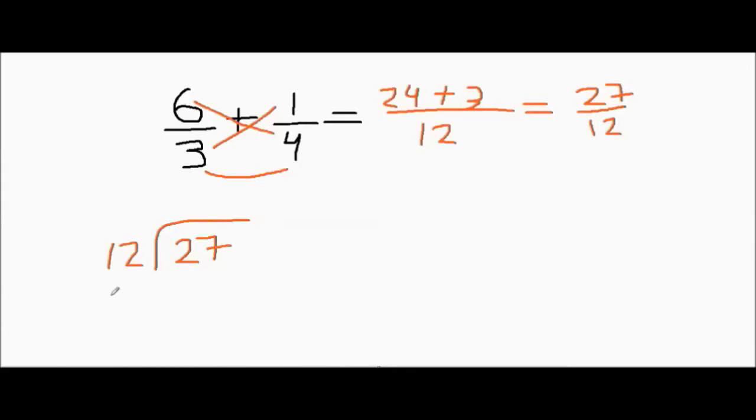So 12 times 1 is 12. 12 times 2 is 24. 12 times 3 is 36. So we already went too far over. So 12 times 2 was 24. So 12 goes into 27 2 times evenly. And so that means that we have 3 left over, because 12 times 2 is 24, plus 3 is 27.